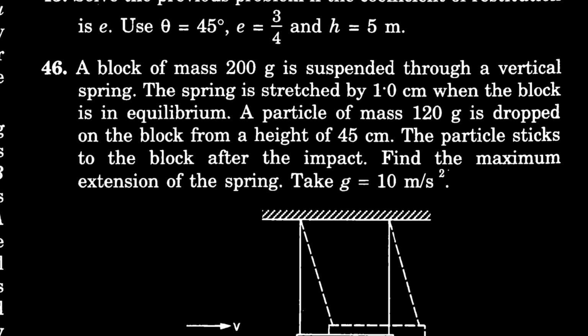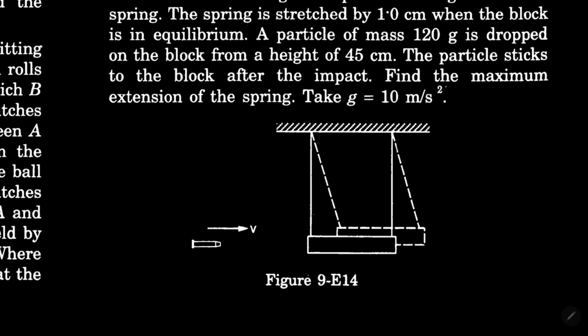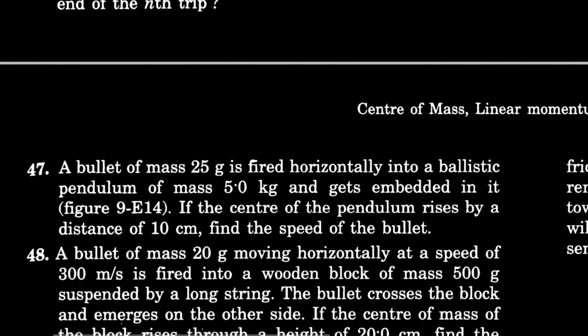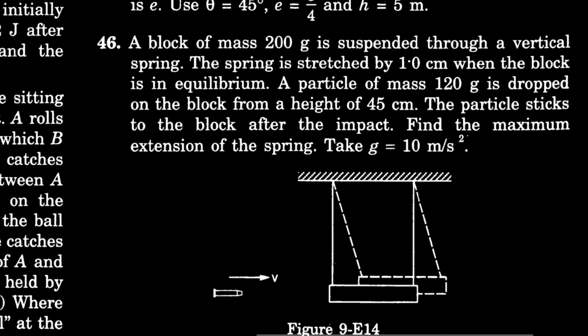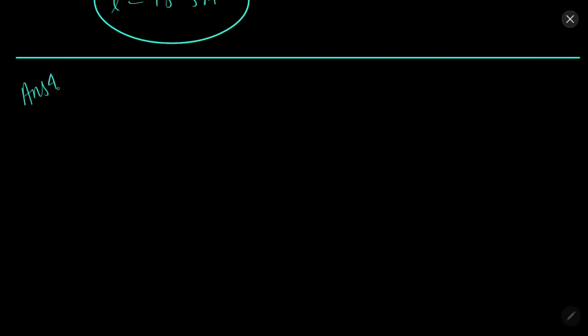In question 46, we have a block of mass 200 gram suspended through a vertical spring. We need to find the maximum extension of the spring. The diagram shown is not the diagram for this question; it is for the next question, I think. So in question 46, we have to draw the diagram. Solution 46: the diagram will look something like this. It will move down.